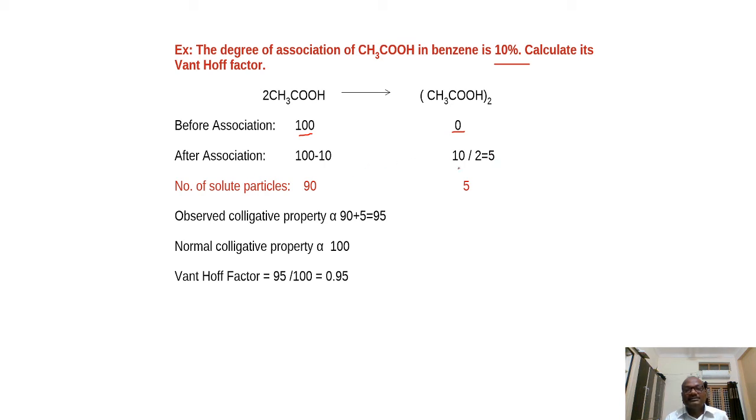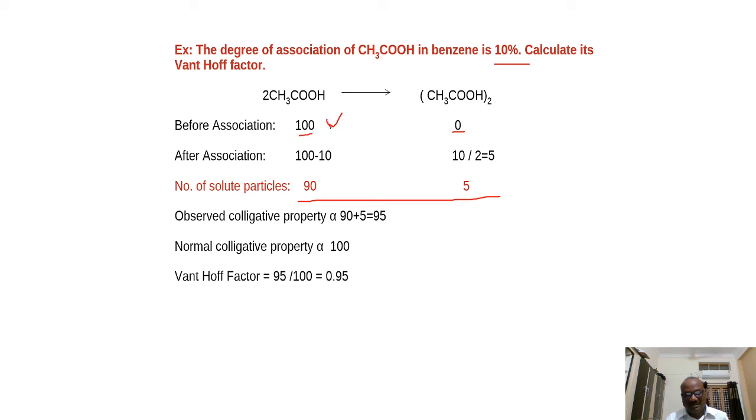Okay, so after association, how many particles are there in the solution? You have to see the solute particles. Here the remaining acetic acid molecules are 90. Here the number of particles associated will be 5. Total 95. Actually taken it is 100.